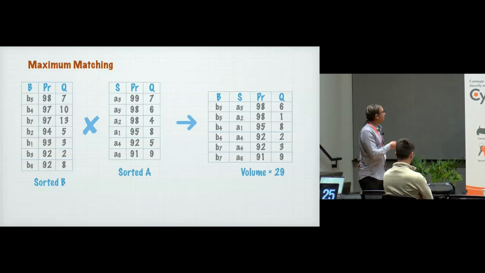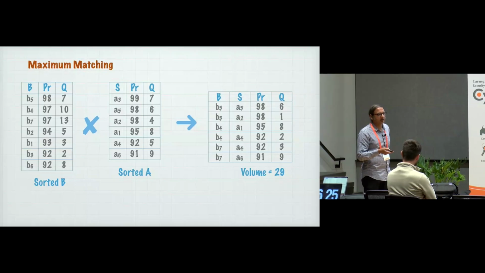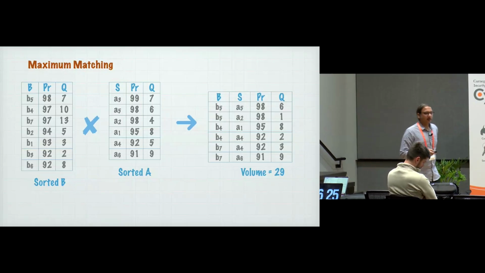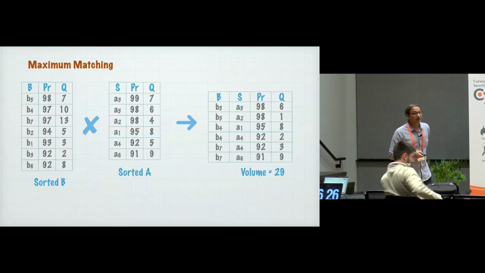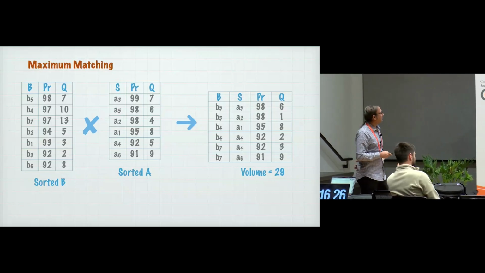So this is a linear time algorithm. After the sorting step, you just took linear time, linear in the number of bids and asks. And here it turns out that the volume of this matching is 29. And it's interesting to think why this is the maximum volume matching possible. I'll let you think offline.